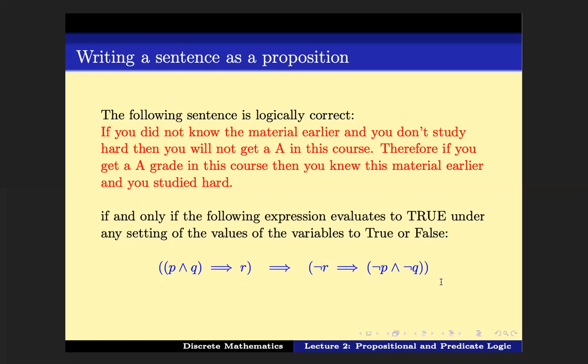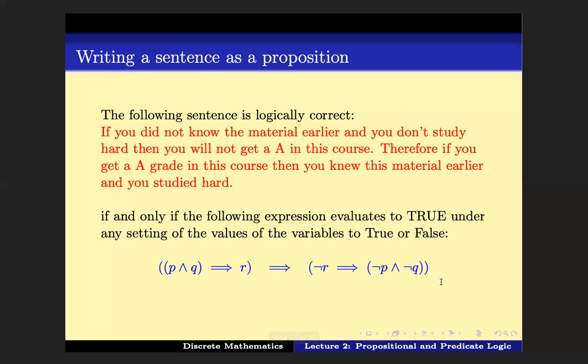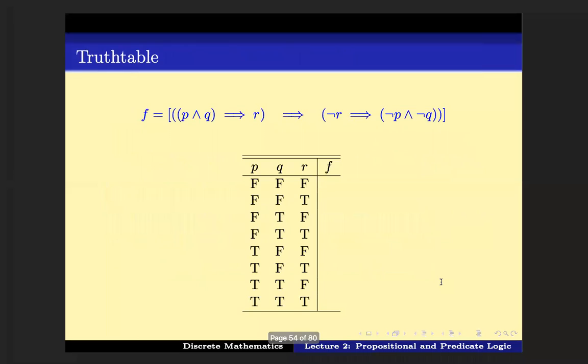Okay, so let's see here. How do you check whether something is true or not? This is something very important. One of the most brute force ways of doing it is to keep on writing it in terms of the truth table. So let me just do it here.